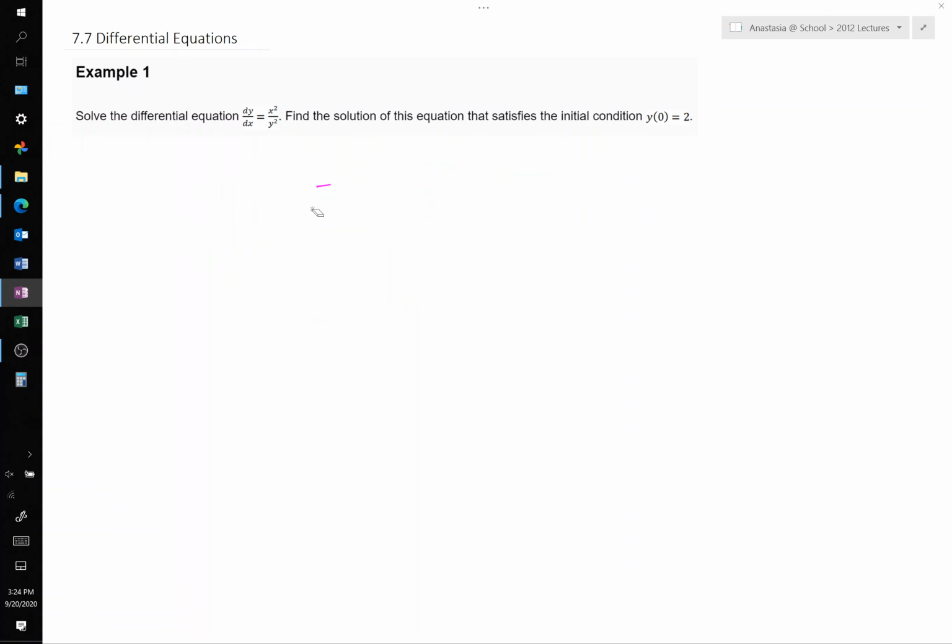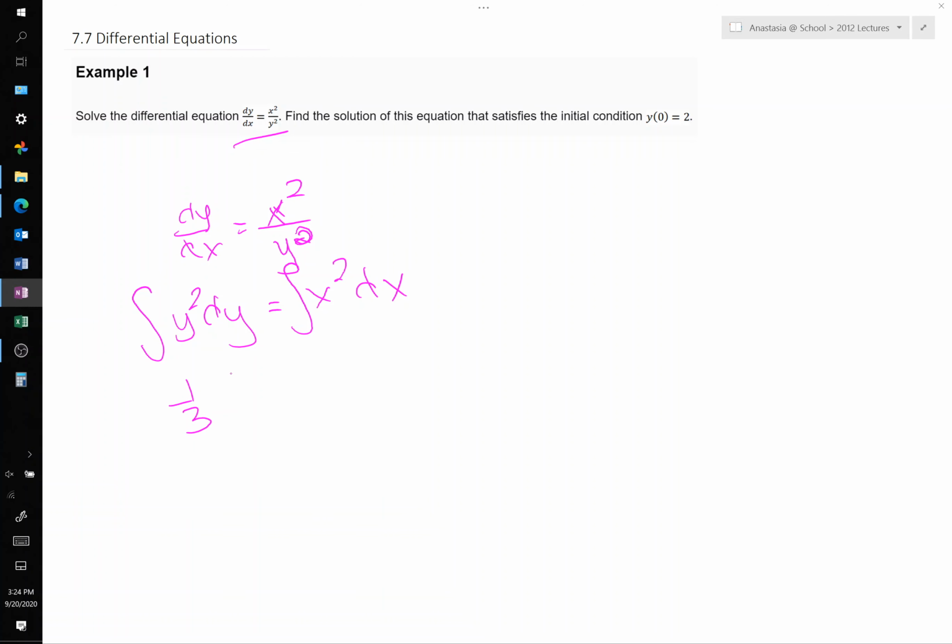So that is how we are going to solve this differential equation, dy/dx equals x squared over y squared. We can multiply both sides by y squared so that we get y squared dy equals x squared dx. Now we integrate both sides. Notice we're integrating the left side with respect to y, so we're going to have 1/3 y cubed.